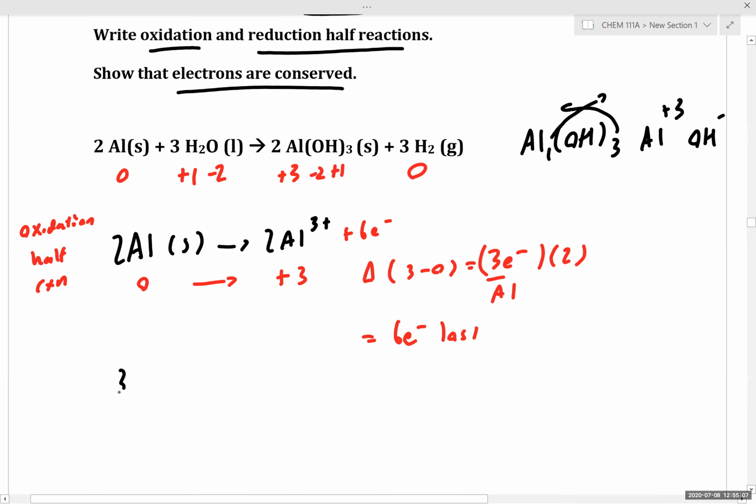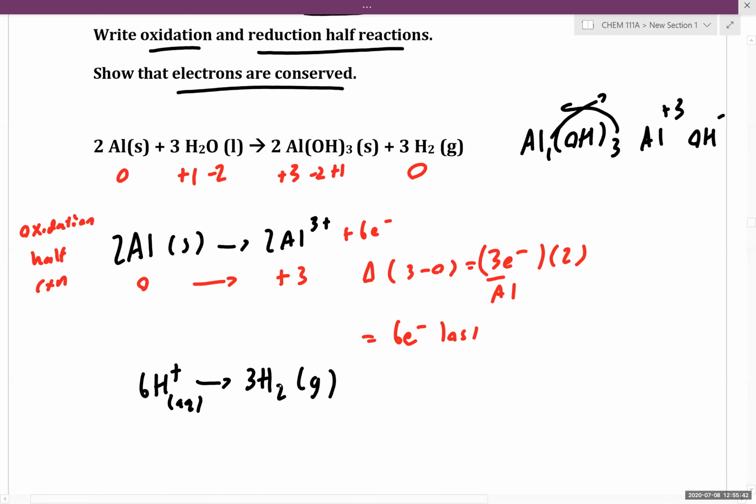So now looking at water, we have 3H2O, which will go to 3H2. Let me just write this 3H2O as 6H plus going to 3H2. It's a little bit tricky in this case because our oxidizing agent is part of another molecule. So we have 6H plus going to 3H2.